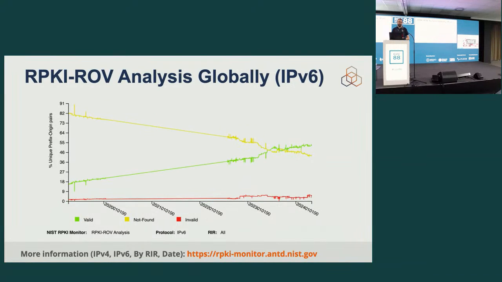IPv6, it's even better. We actually crossed the 50% mark in the validation space in early 2023, almost a year before we did that in IPv4. So moral of the story, do IPv6, please, right? That's on the global scene.